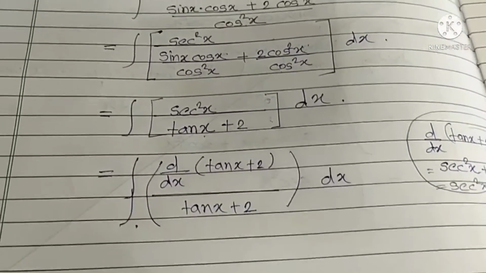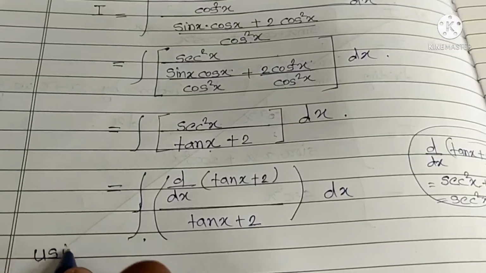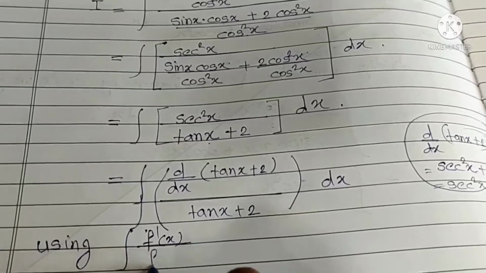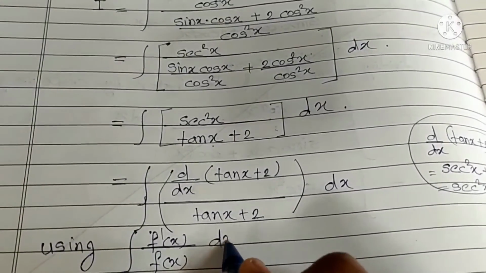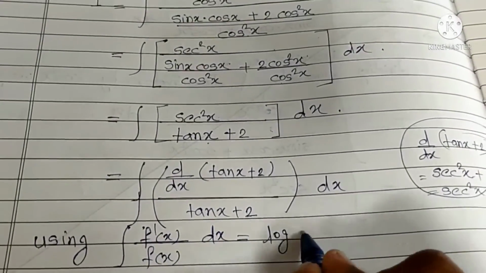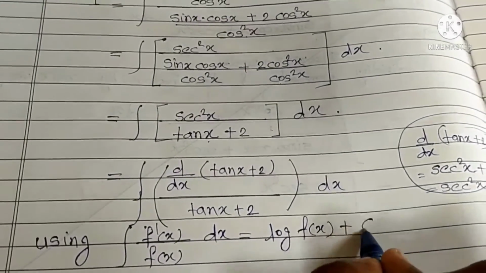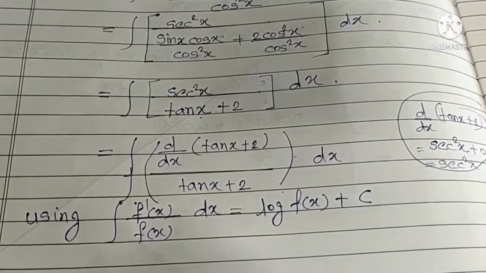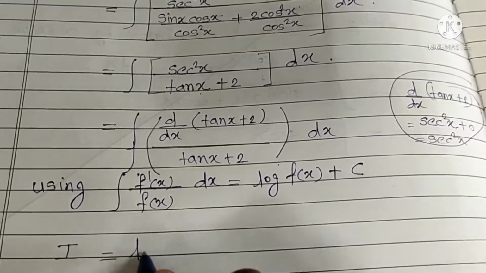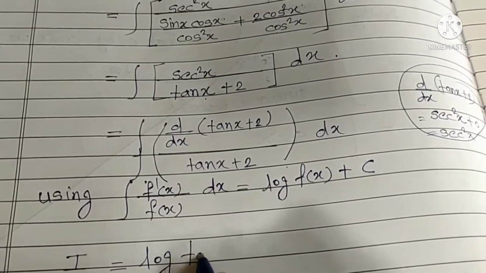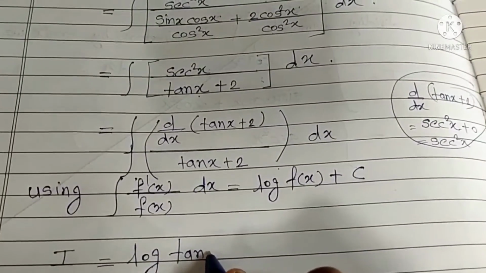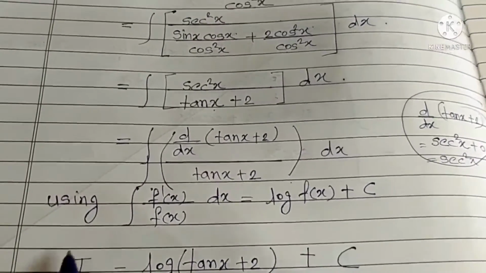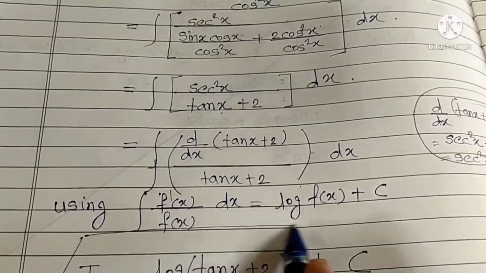Okay. Now using the formula, integration of f dash of x upon f of x dx is equal to log of f of x plus c. So here f of x is tan x plus 2. So therefore our answer is I is equal to log of tan x plus 2, and this is plus c. So it is our answer.